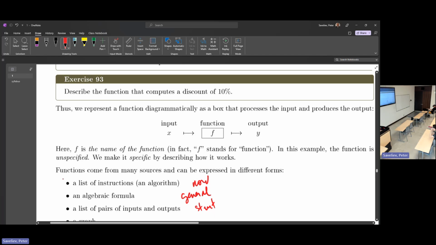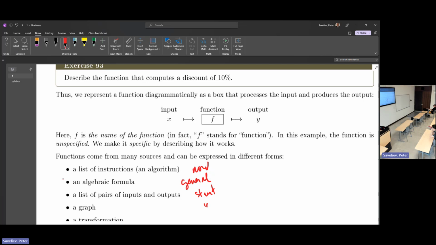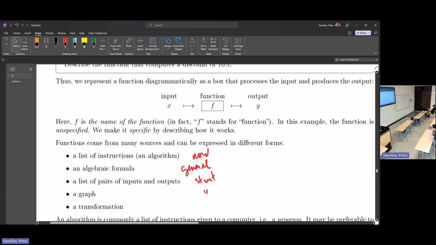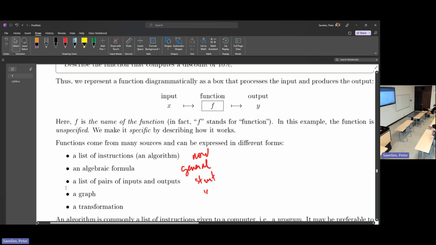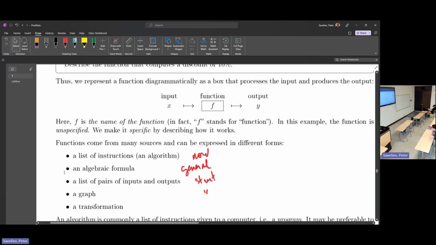When we started, a function is nothing but pairs of inputs and outputs. And then the graph, so we did that too. And then a transformation, which comes up much less commonly, but is very, very important. A transformation of what? Of a number line. A number line transformed into another number line. So we'll get to that later.